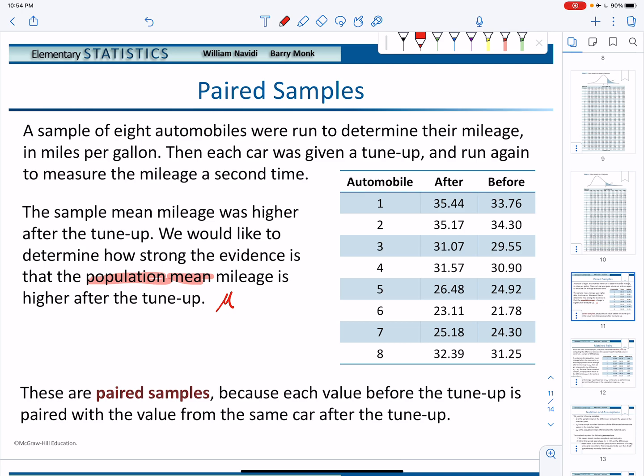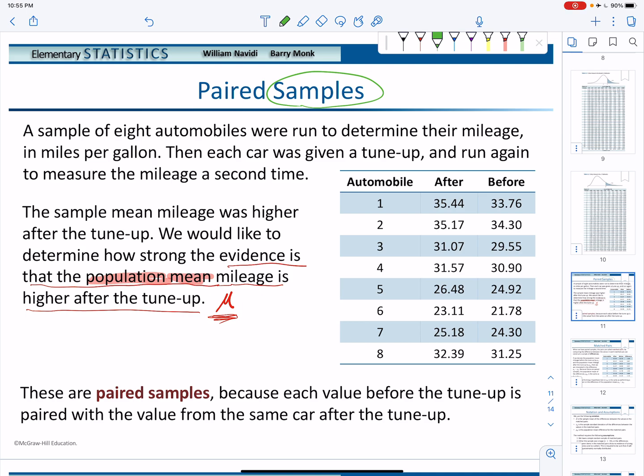Now, as I read on, it says these are paired samples because each value before the tune-up is paired with a value from the same car after the tune-up. Something else to notice here is we're trying to find evidence that the population mean mileage is higher after the tune-up. So we're trying to say something about the population, but since we can't check every car in the population, what we do instead is we get a sample. And so these are samples.